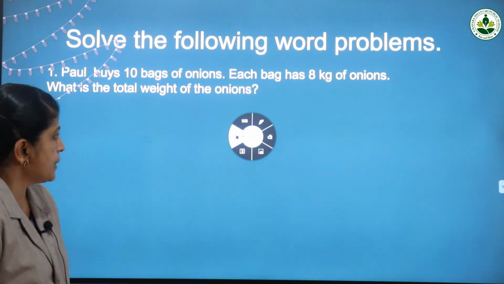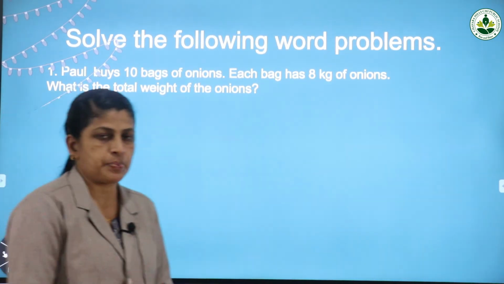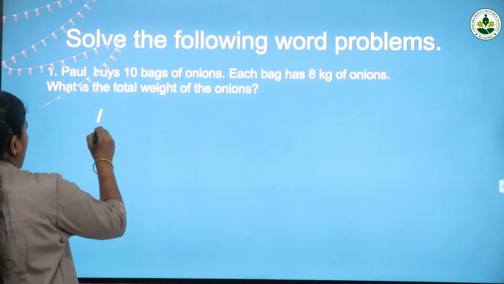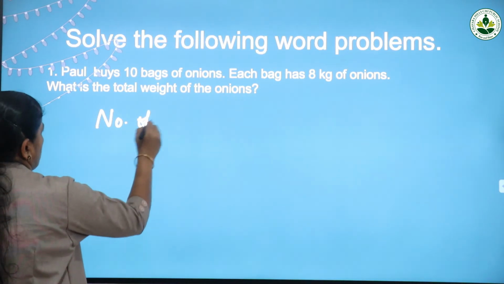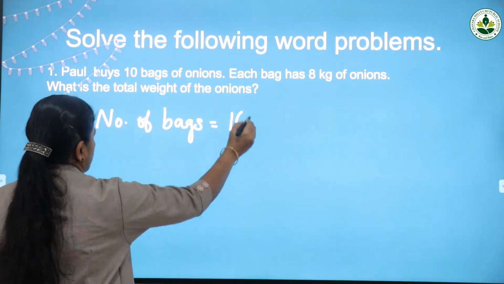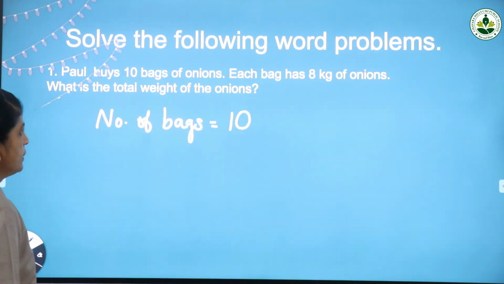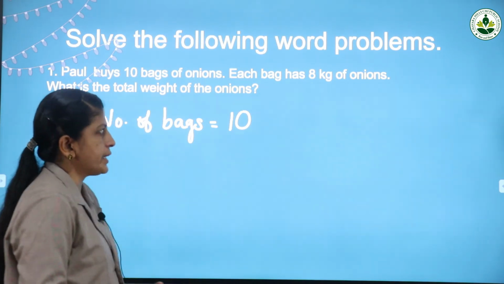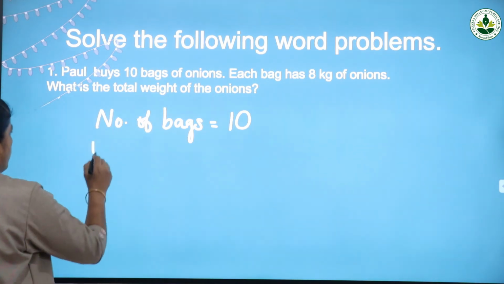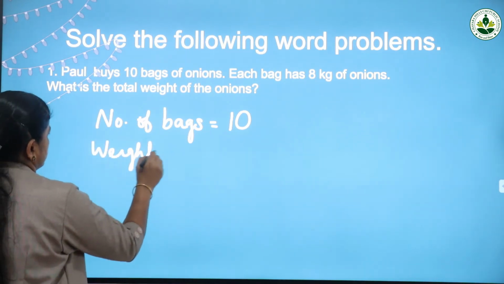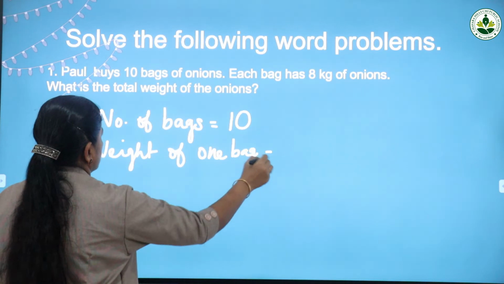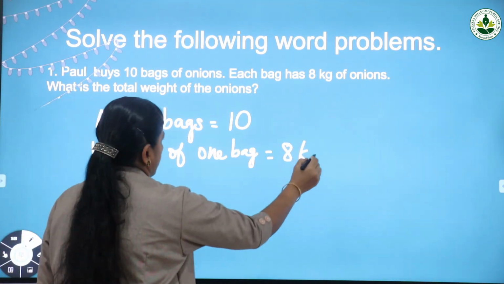Therefore, we need to write the steps. Then how do we write the steps? First, it is given that there are 10 bags. Therefore, write the number of bags. Number of bags is equal to 10. Then the next sentence: each bag contains 8 kg of onions. Then weight of one bag. Weight of one bag is equal to 8 kg.